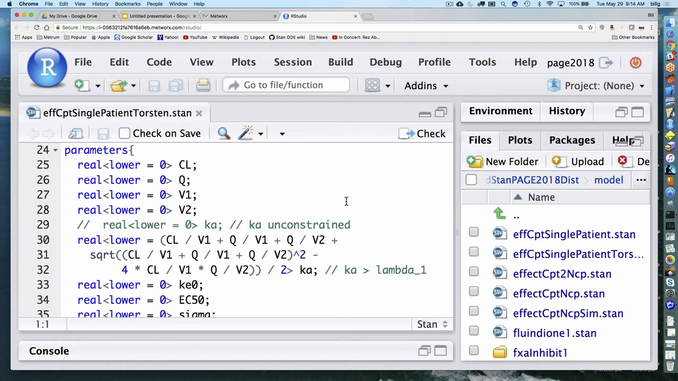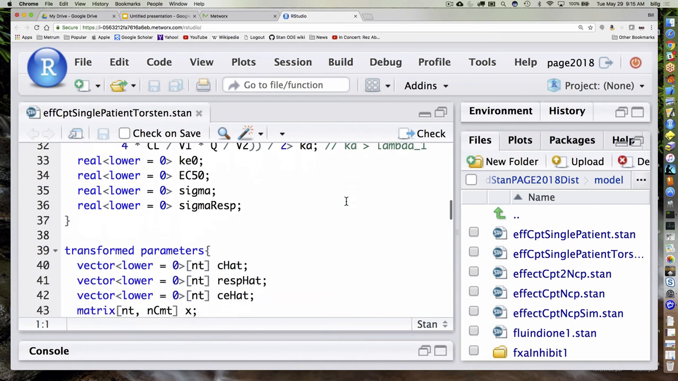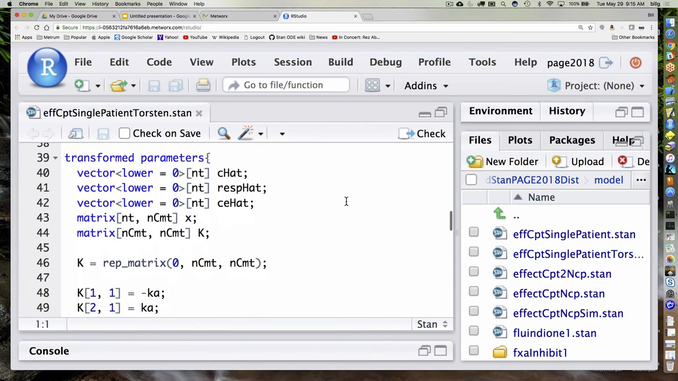I could have instead parameterized this in terms of the difference between Ka and lambda 1 and just required it to be greater than zero, but surprisingly enough I found this to be a little better behaved than that. And even though it's messy to write, it's in some ways in my head more intuitive. Let's see what else is in here.